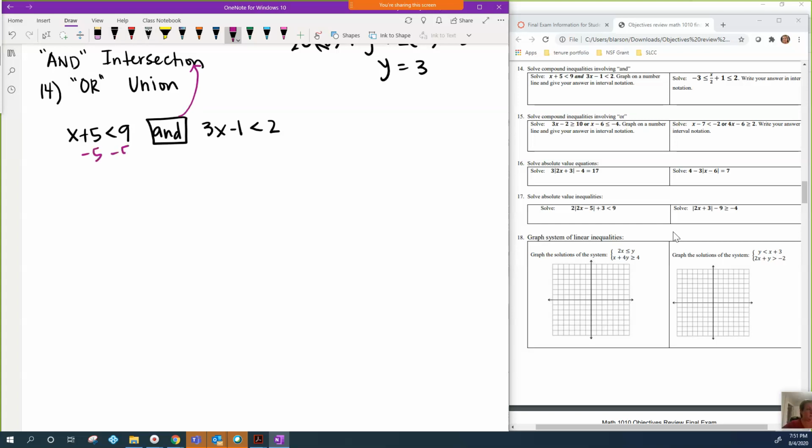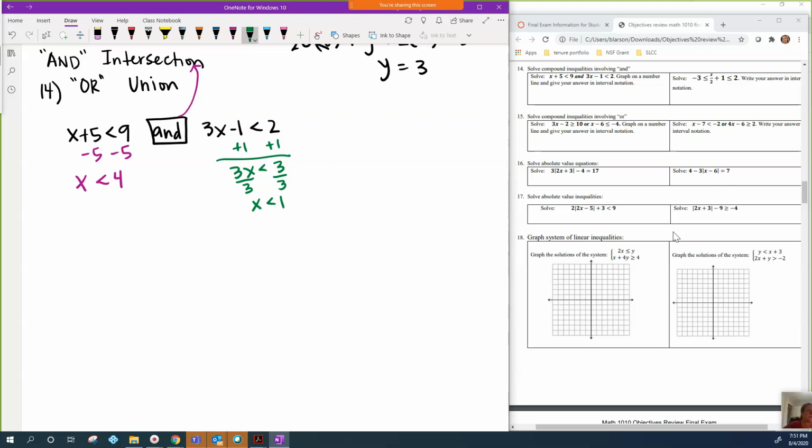Let's go ahead and do this. If I subtract 5 over, I'll have x is less than 4. And then if I do this other one, remember, if you are dealing with inequalities and you multiply or divide by a negative, that's going to flip your inequality the other way. That didn't happen on this one, but it could happen on the exam. So just make sure you remember to do that.